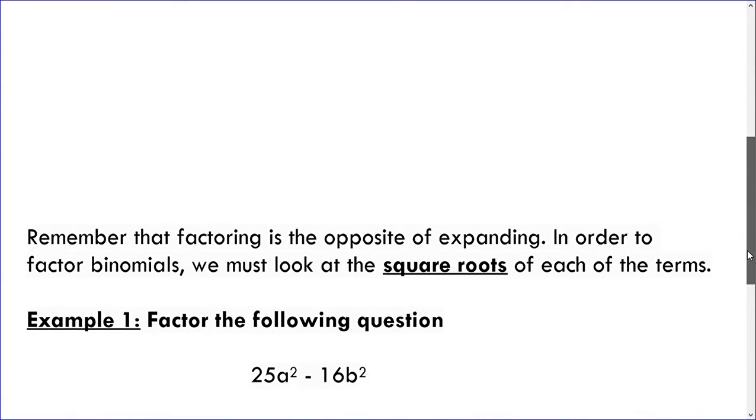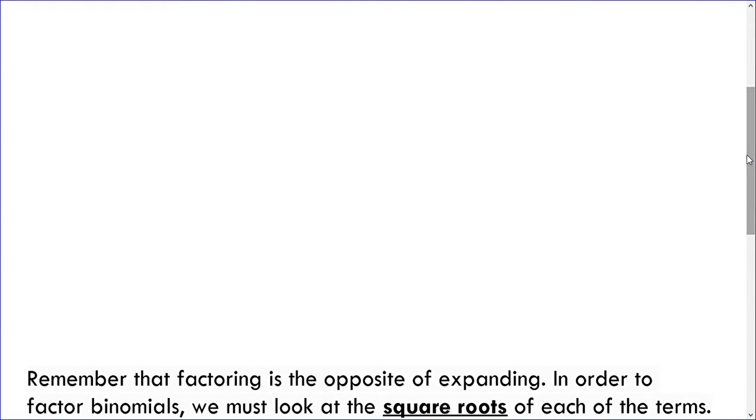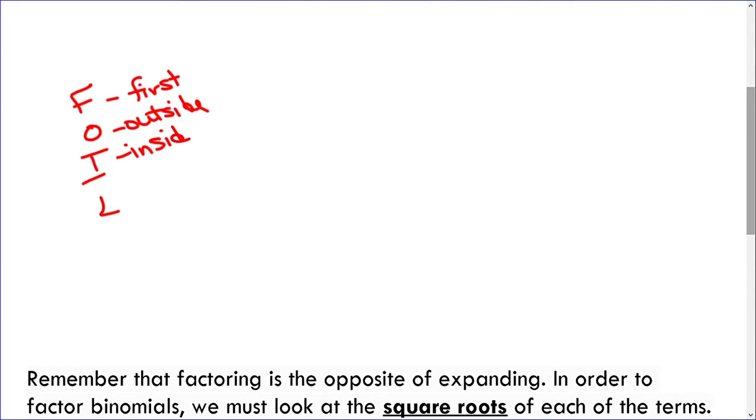So remember that factoring is the opposite of expanding, and so in order to factor binomials, we have to look at the square roots of each term, whereas before we would be looking for squares. First we need to revisit what FOIL looks like. When you have FOIL, you have your first term, your outside term, your inside term, and then your last term.